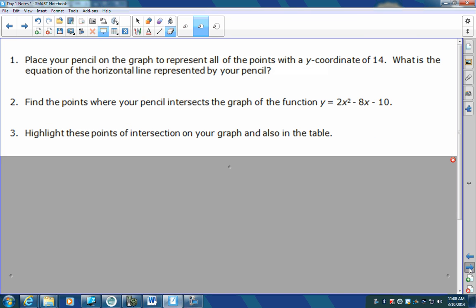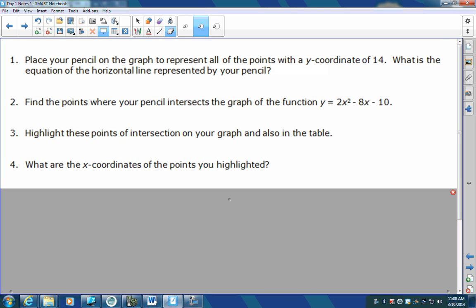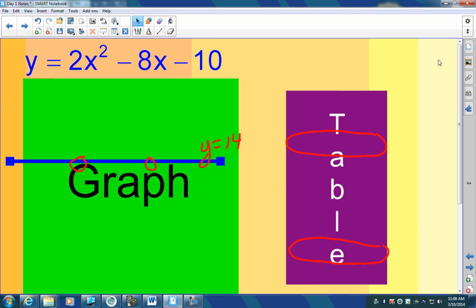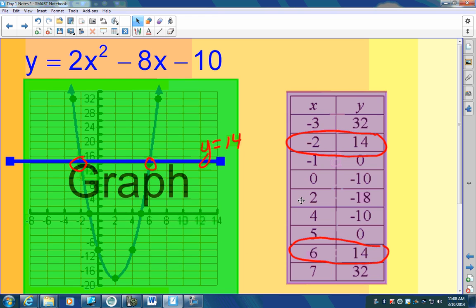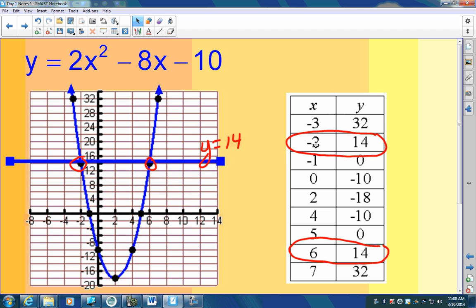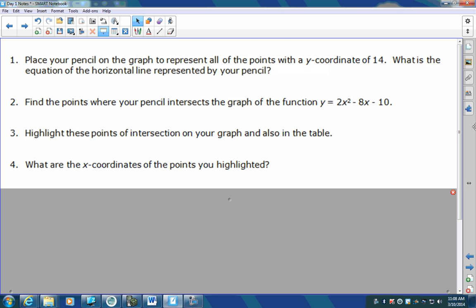So now one of the next questions says, what are the x coordinates that you highlighted? All right, so my x coordinates are -2 and 6 because see, look, I've got (-2, 14) and (6, 14). So on your paper right here, the x coordinates, we're going to write x equals -2. What was it? -2 and 6? Okay. -2 and 6.